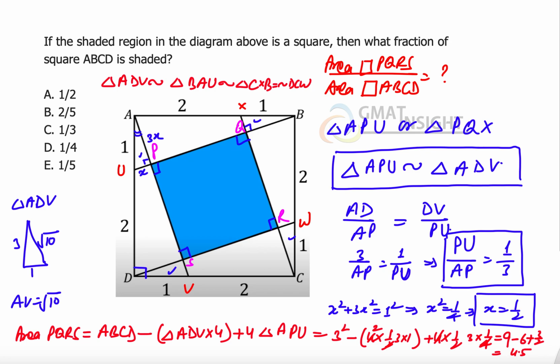Now what the question is asking is the ratio of these two areas. The area of PQRS has come out to be 4.5, and the area of ABCD is 3 square, that is 9, so the required ratio will be 1 over 2, and the answer to the question will be option A.